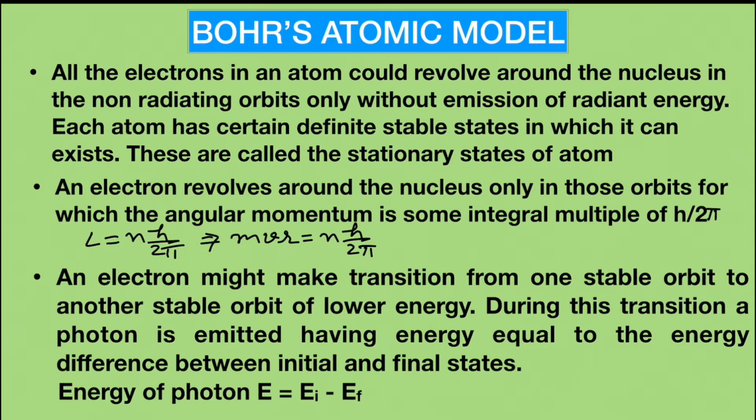So let's see a few more aspects of the motion of electron. In the previous video lecture, we found the expressions of radius, velocity and energy of revolving electron according to Rutherford's atomic model.